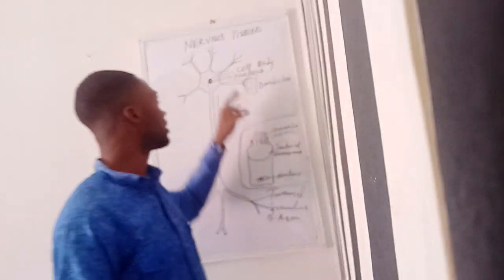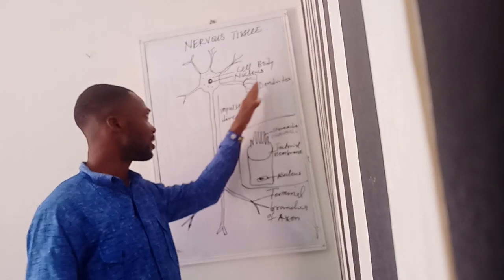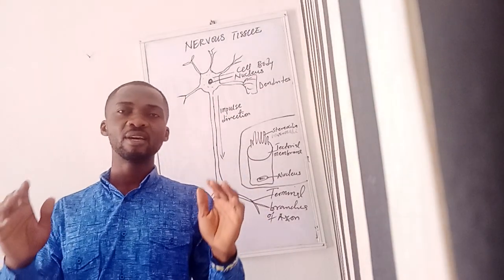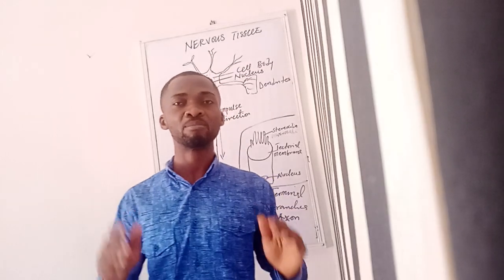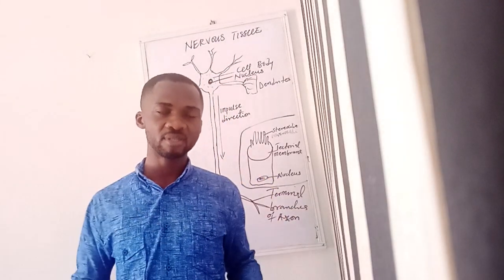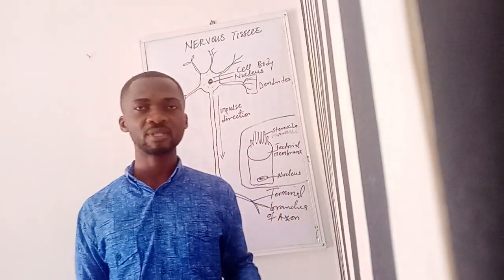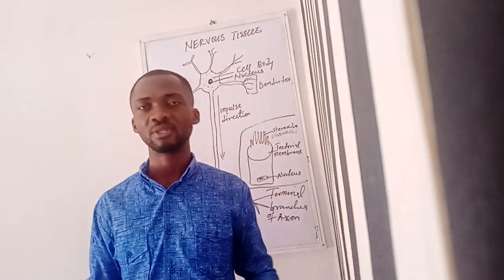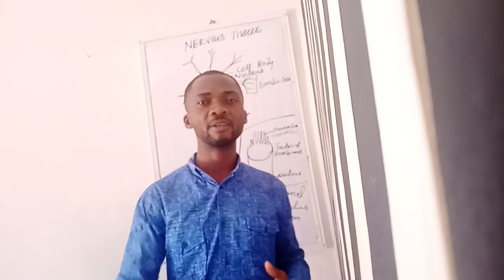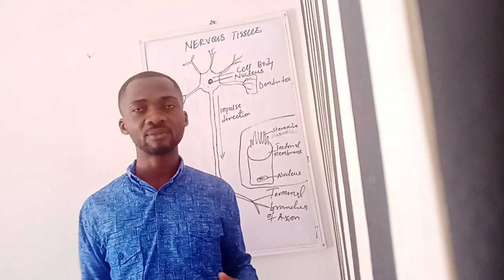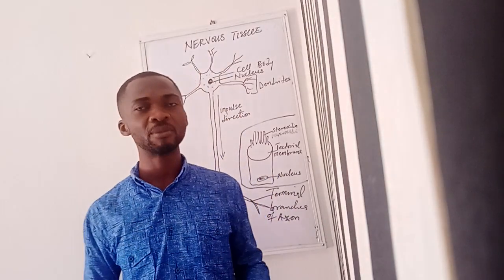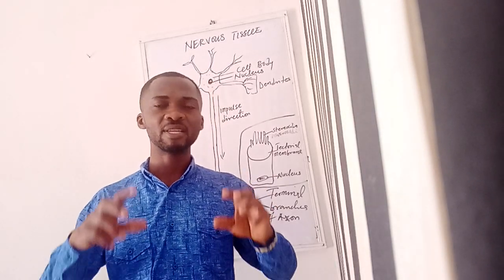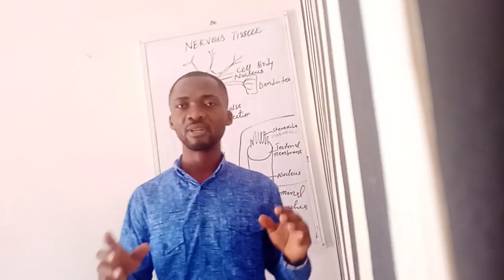Now when it comes to the nerve cell, we have three different parts: the cell body, the dendrites, and the axon. The cell body is the biosynthetic center or the metabolic center. It is within the cell body that the organelles found within the nerve cells are housed: the nucleus, the mitochondrion, the Golgi apparatus, the ribosome.